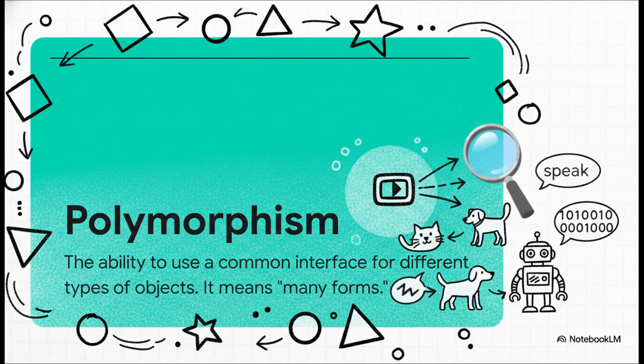And our final superpower, polymorphism. It's a bit of a mouthful, but it comes from Greek and just means many forms. And the core idea is this. You can have a bunch of different objects, and you can ask them all to do the same thing, and they'll each do it their own way.